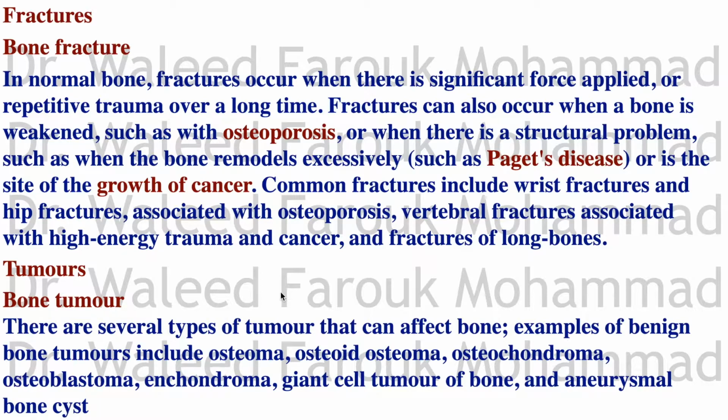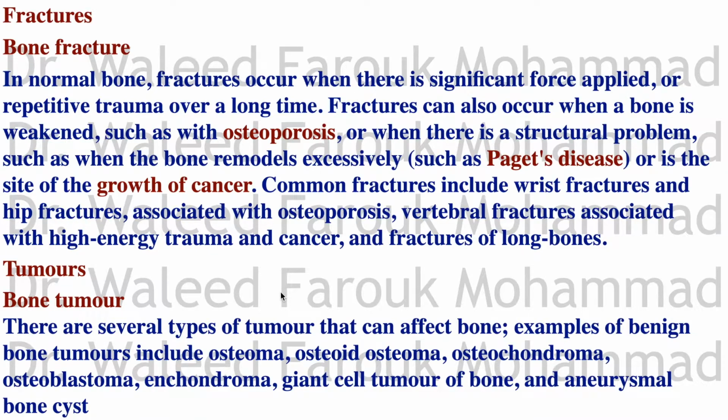Common fractures include wrist fractures and hip fractures. The wrist fractures, by the way, you'll find common in children because of falling on the abducted arm. And hip fractures most commonly in adults because of osteoporosis. Vertebral fractures are usually in car accidents and associated with high energy trauma and cancer, and fractures of long bones.